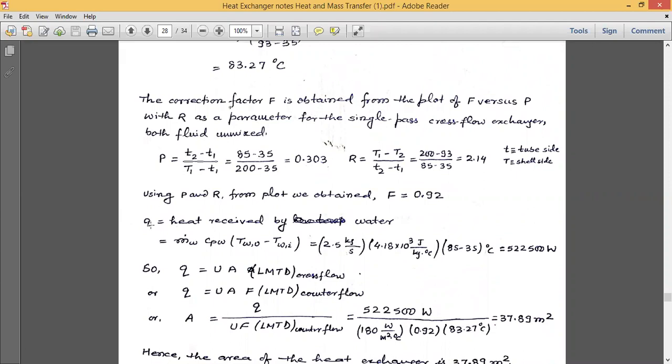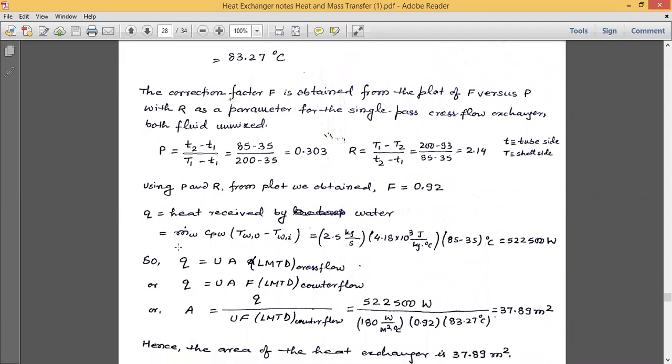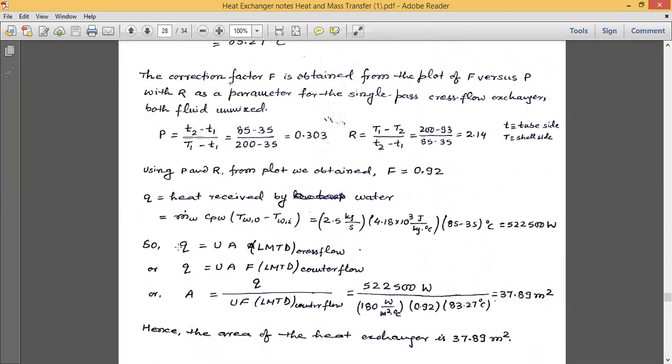So we had the Q value. What will be the Q value? The heat loss by the hot fluid or heat gain by the cold fluid. For the cold fluid, the mass flow rate, C and delta T are given. So by using the energy balance, Q is equal to m C delta T, we can determine Q, the heat received by the cold fluid, as 522,500 watts.